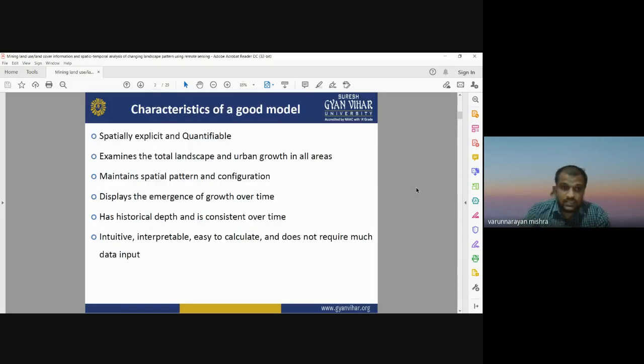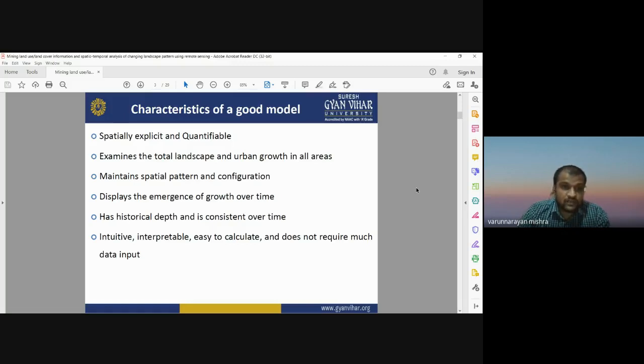These are already known to you. We have already discussed in the last class what the characteristics of a good land change model or good urban growth model should be. It should be spatially explicit. Spatially explicit means it should have spatial information and be quantifiable. It should be enabled with spatial data sets and a spatial coordinate system, and it should be possible to obtain quantitative information by using that land change model.